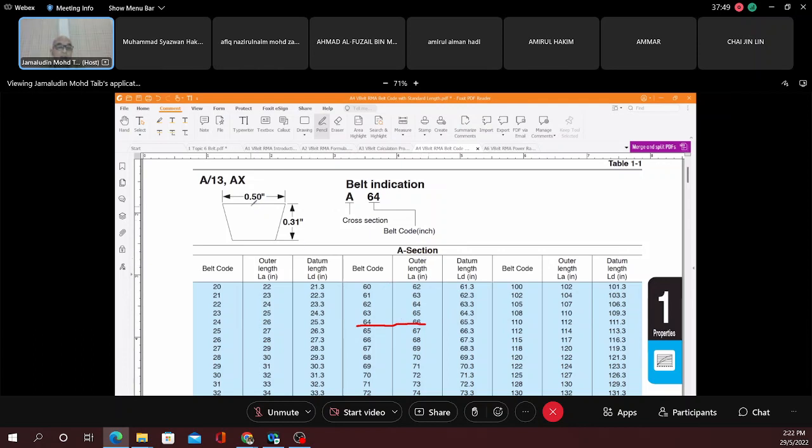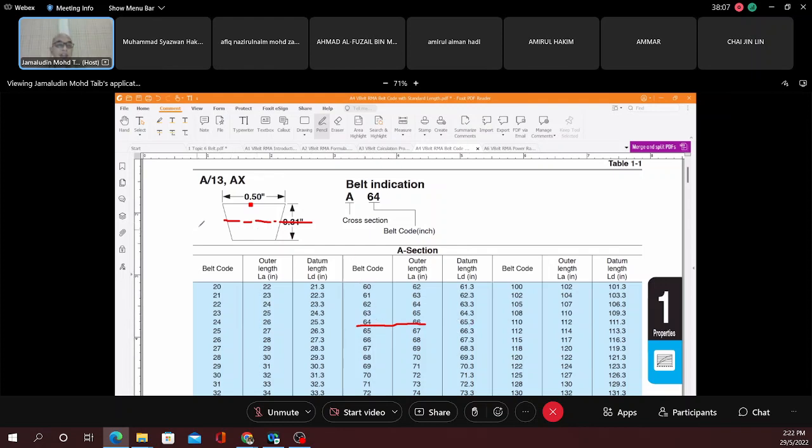That means if you have that belt with A64, the length of the outer part is going to be 66 inch, and the pitch may be roughly here. That pitch is going to be 65.3. That's what it means here.